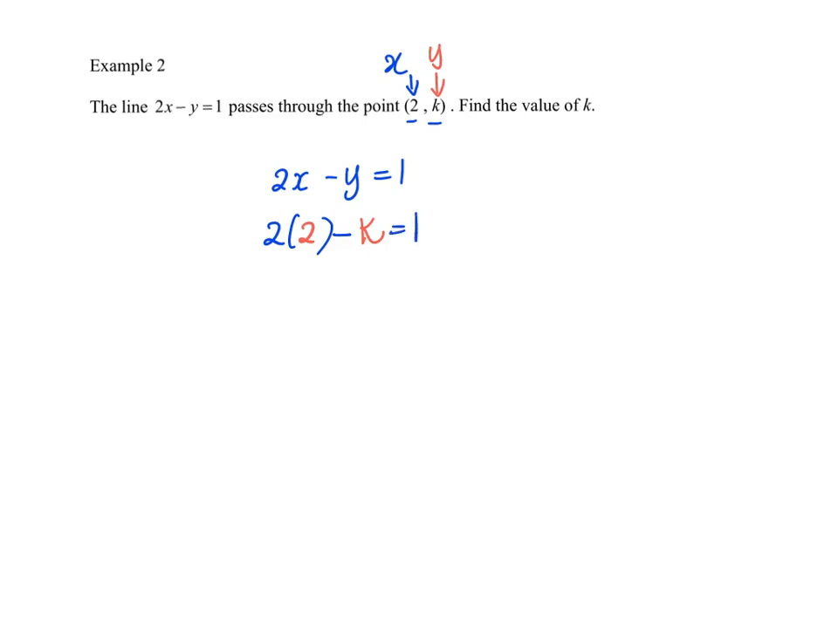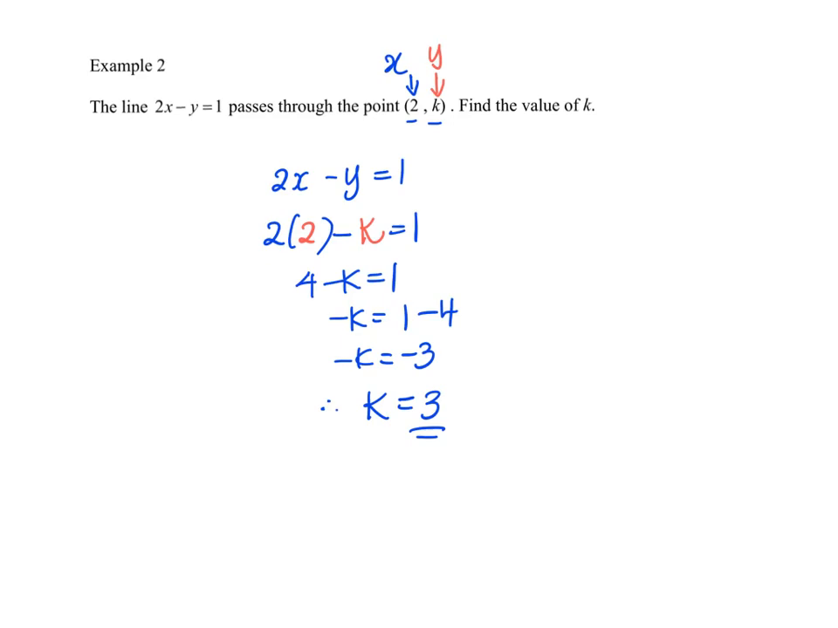So simplifying this, we have 4 minus k equals 1. Negative k equals 1 minus 4. Negative k equals negative 3. Therefore, the value of k is 3. So this is how we can use the equation to find the answer.